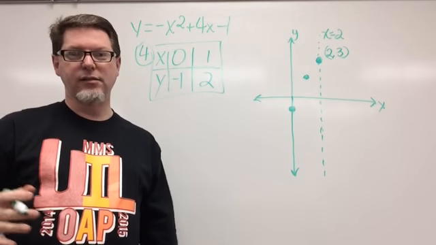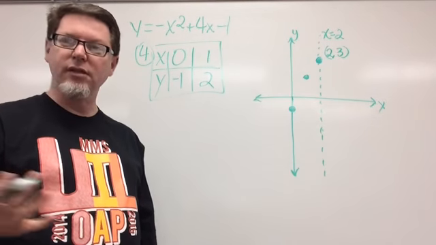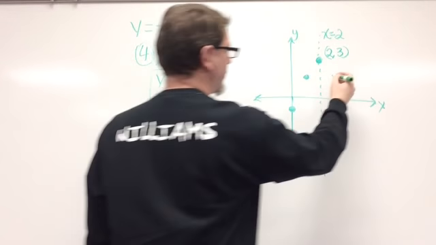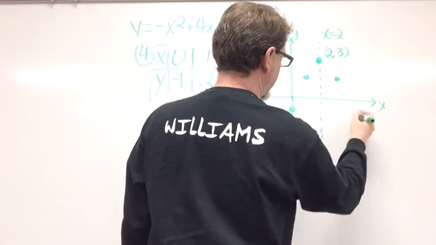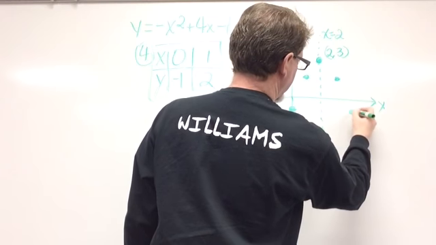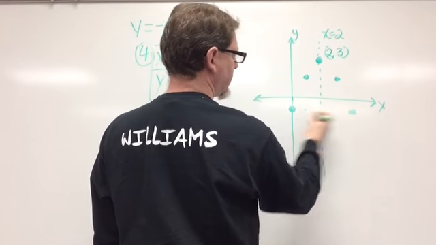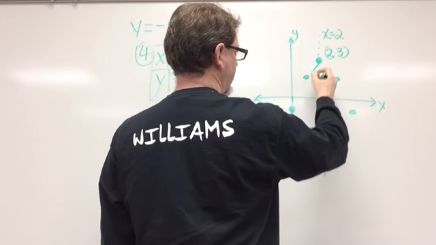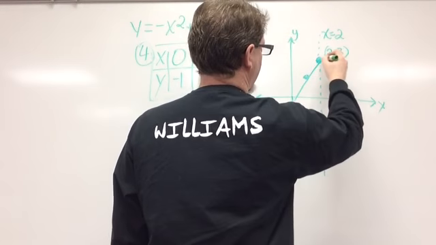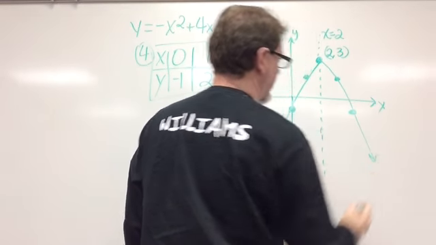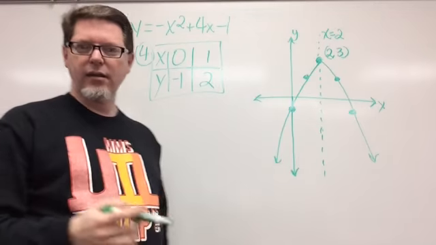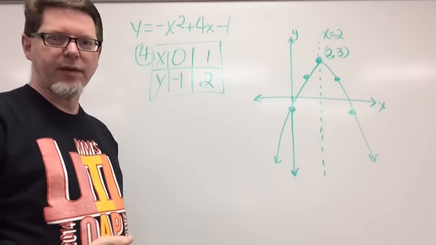Now I can use my axis of symmetry, because we know what symmetry is, to plot 2 more points. And I know there's one going to be right here, and my other point is going to be right there, because they're the same distance from the axis of symmetry. So I draw my smooth curve, and there we go. And that is the graph of my parabola.